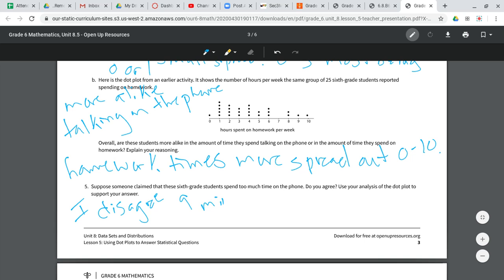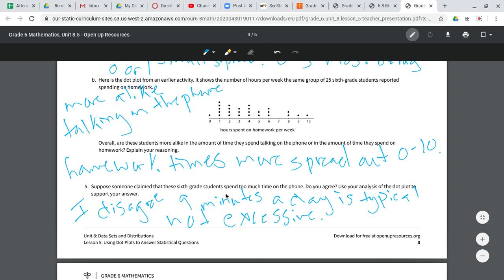9 minutes a day is typical, not excessive.